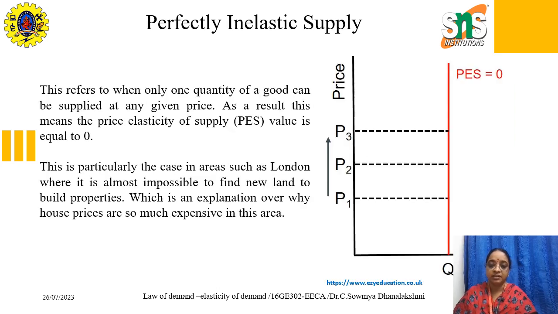This is perfectly inelastic supply, which refers to when only one quantity of a good can be supplied at any given price. As a result, the price elasticity, that is PES value, is equal to zero. This is particularly a case study in areas such as London, where it is almost impossible to find new land to build properties, which explains why house prices are so expensive in this area.